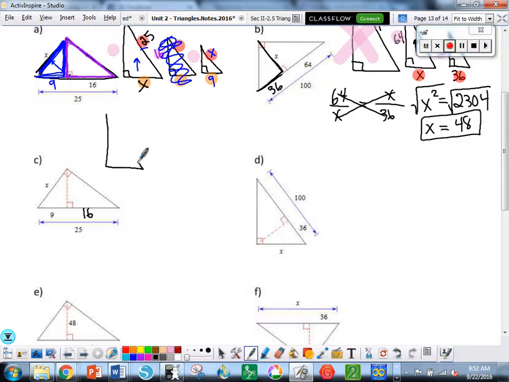You got big. On the big triangle, the X goes where? Short. The 25 goes? Hypotenuse, good. On the middle triangle, the 16 goes on the tall side. Is that okay? On the baby triangle, the 9 and the X.